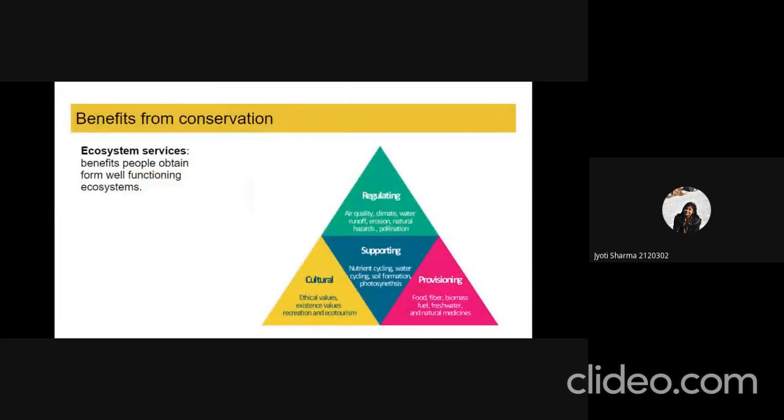So if we are getting the benefit from the conservation, then we call it the ecosystem services that we get. Okay, so what are ecosystem services? These are the benefits that people obtain from a well functioning ecosystem. And we have four different types of ecosystem services.